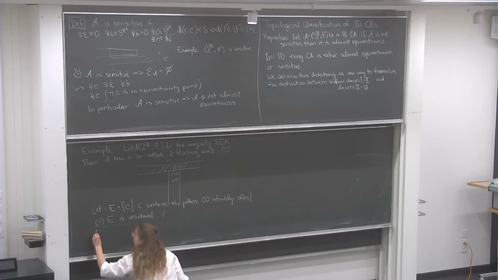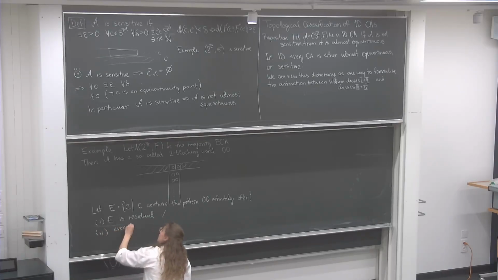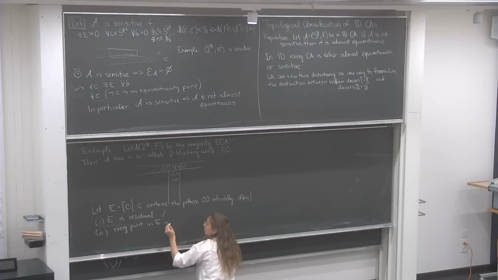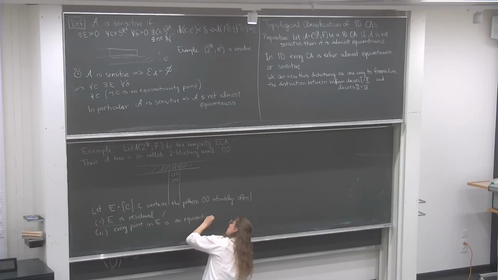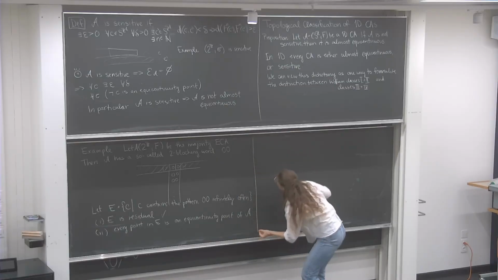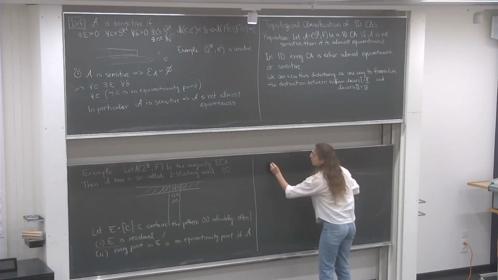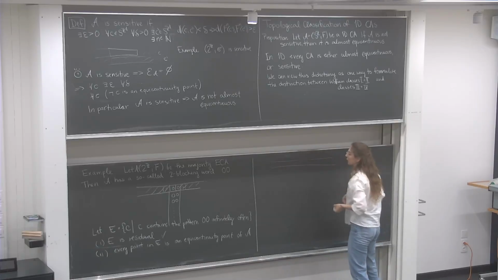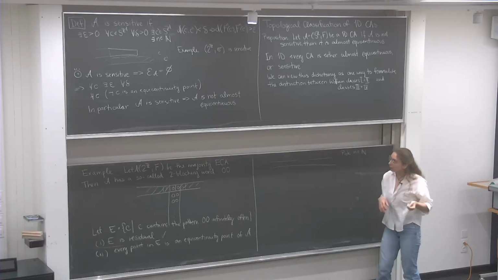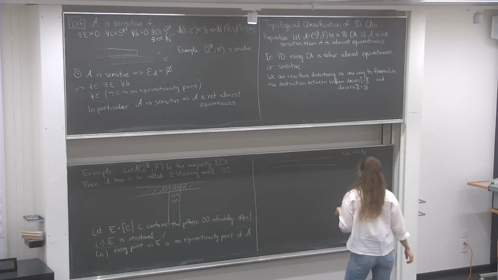And second, every point in E is an equicontinuity point of A. So why is that? Let's say pick some n, which will define our precision window, or let's say, which is kind of defining our epsilon.